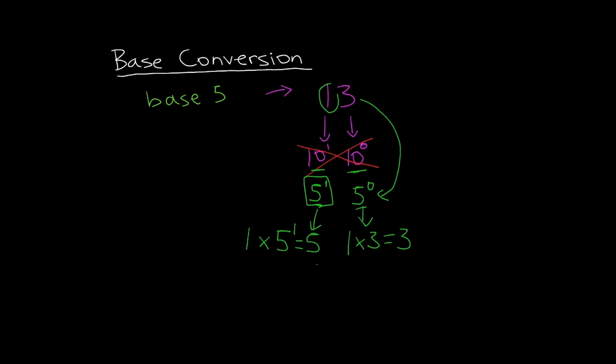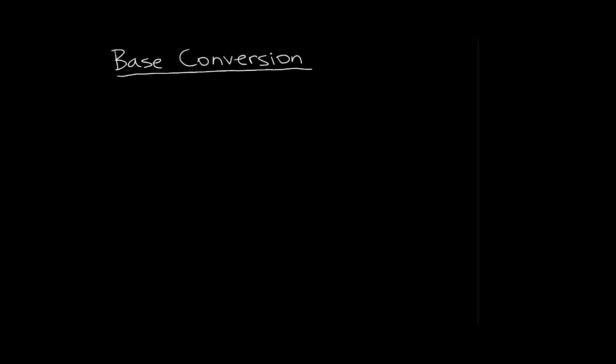So then the total value of the number will be 5 plus 3, which is 8. So in base 5, the number 13 doesn't represent what you would think of as 13. It's actually, the value is 8. So let's go through another example, and I think it'll become a little bit more clear.